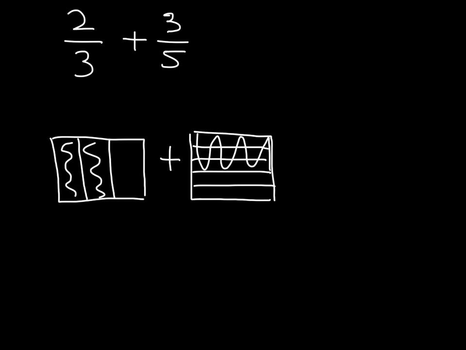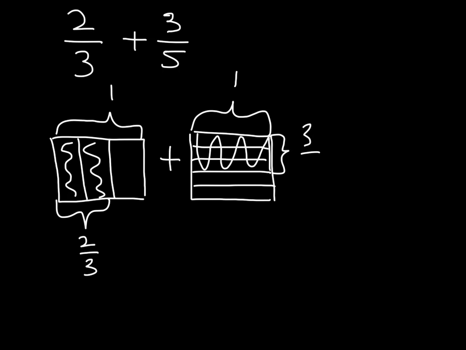I'm going to go back, and now I need to label everything. Don't forget to label. 1 whole, this is 2/3, and this is 3/5. Okay? Now I'm going to make sure that my units are the same.